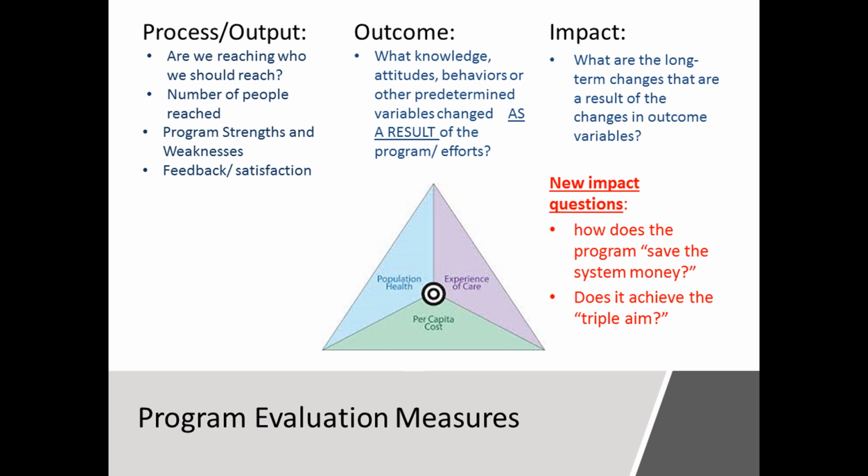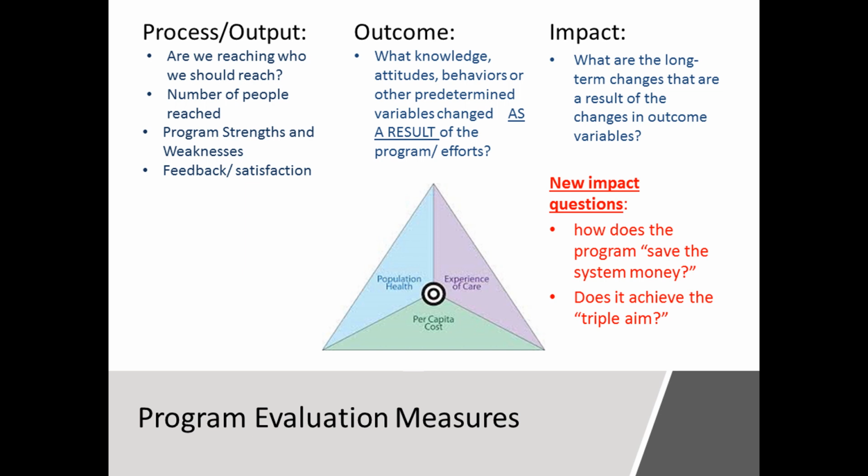And then the impacts are the long-term changes that are a result of the change in the outcome variable. So in other words, if we get people to change their behavior, like do they eat healthier as a result of a cooking class, then over the long term, the impact should be that they're healthier or that they lose weight or some other long-term change.